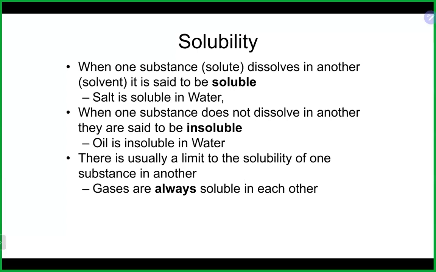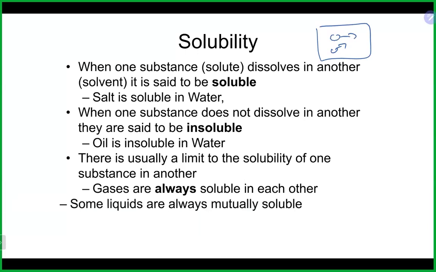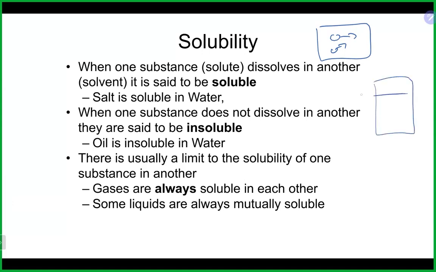Gases are always soluble in each other, and the idea of gases always being soluble in each other is they are flying around. So they're constantly mixing with each other. They're constantly passing each other as they're flying around, and they're always going to be soluble in one another. Some liquids will also be soluble, and that would be your polar and polar liquids together, or your nonpolar and nonpolar ones. And if you're mixing two liquids and they are soluble in each other, it will just look like this.